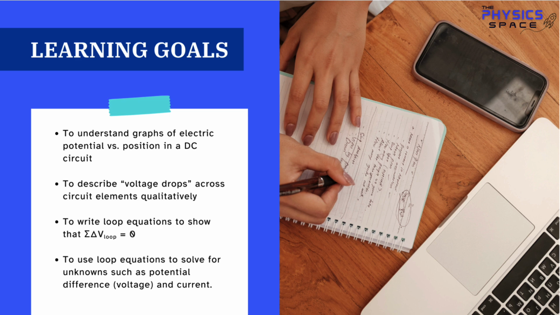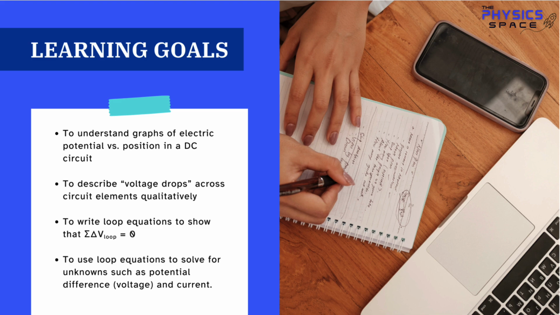So we're going to start off with a graph of electric potential versus position for a DC circuit. We'll describe how voltage drops across circuit elements like resistors in a qualitative way, so just a more conceptual start, and then we'll learn how we actually write loop equations and choose loops within a circuit that we're going to use to then solve for unknowns in our circuit like potential difference, aka voltage, and also current.